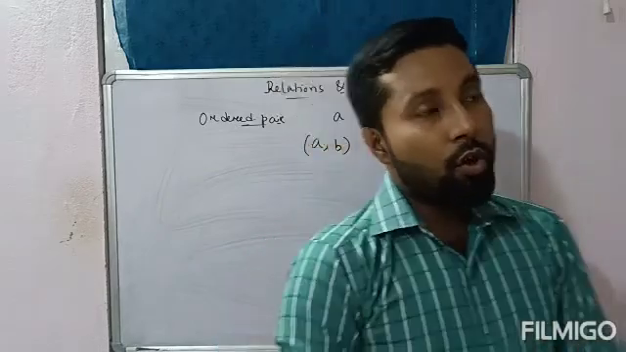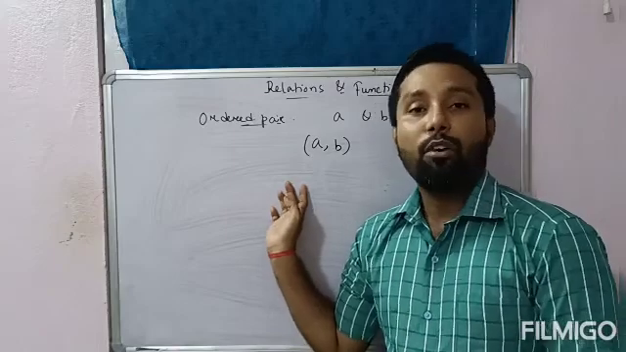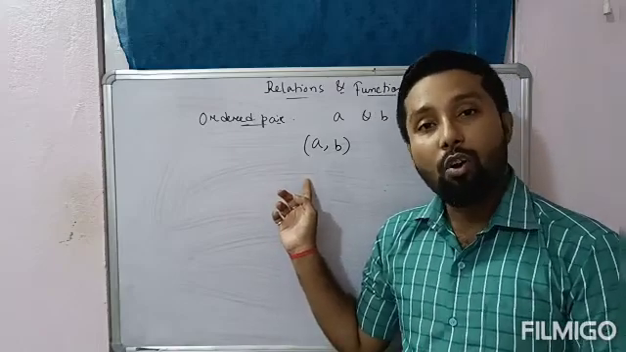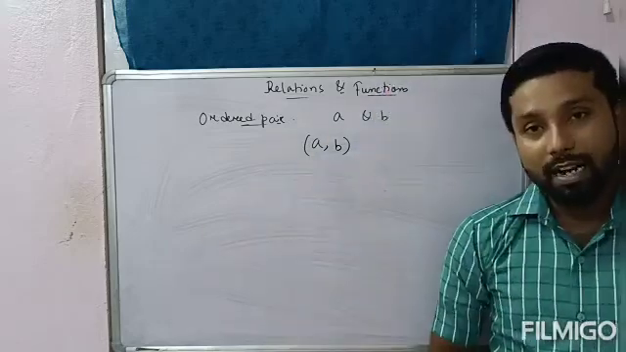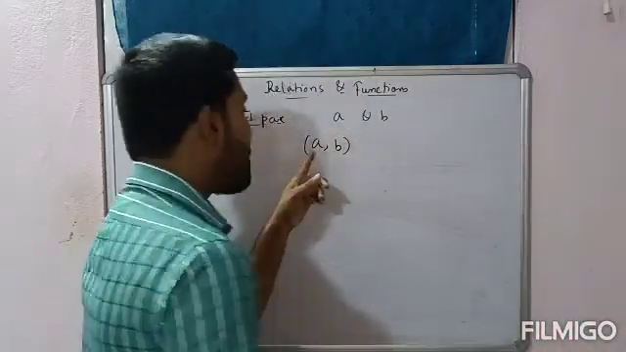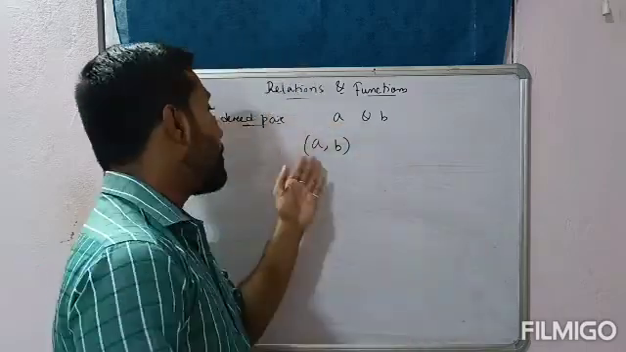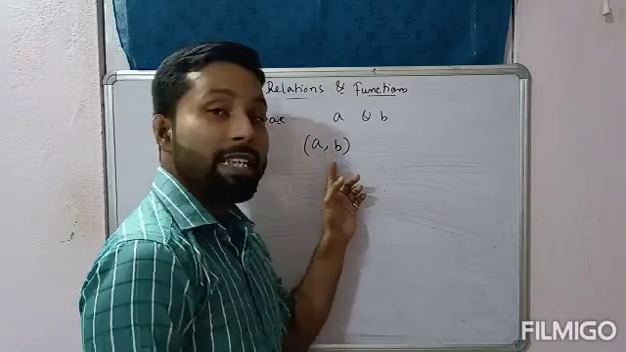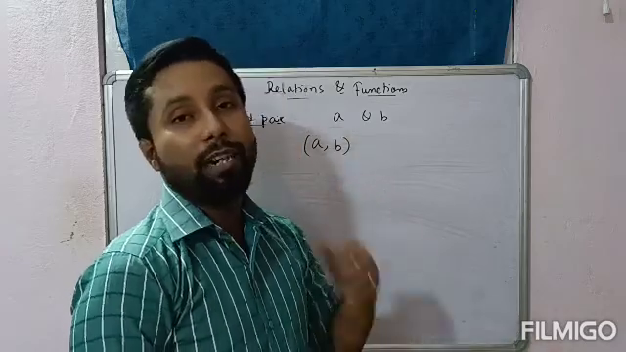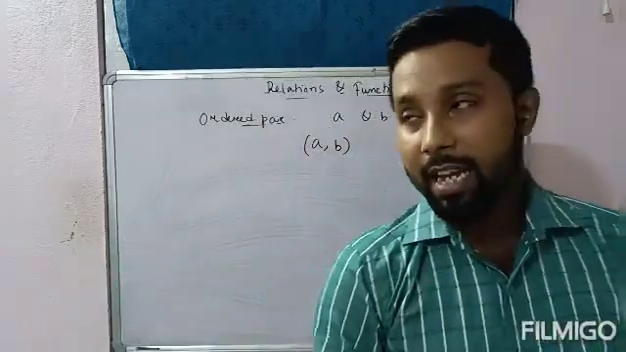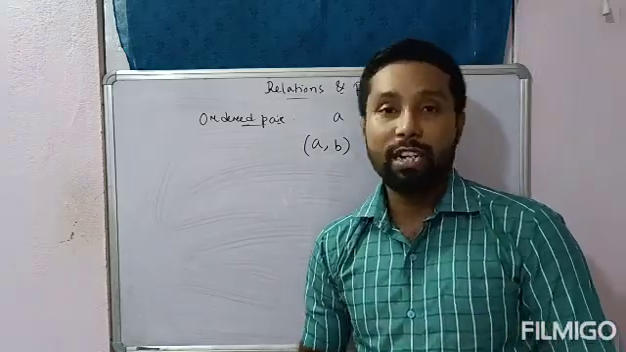All right, so in ordered pair (a, b), the first element a is called the first member or the first component of the ordered pair, whereas b is called the second member or the second component of the ordered pair.